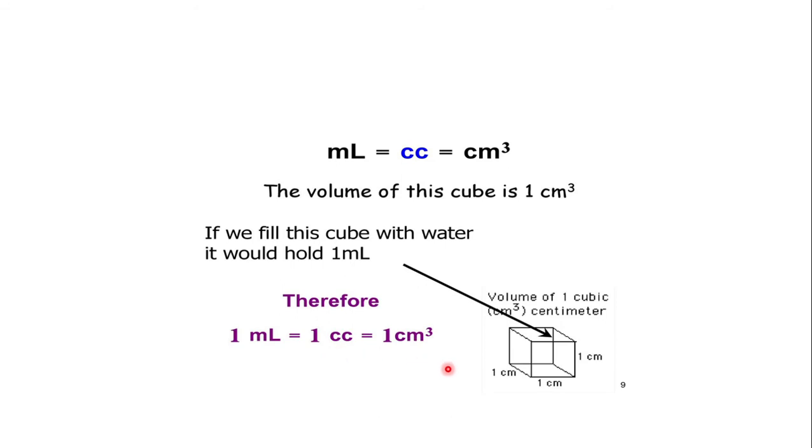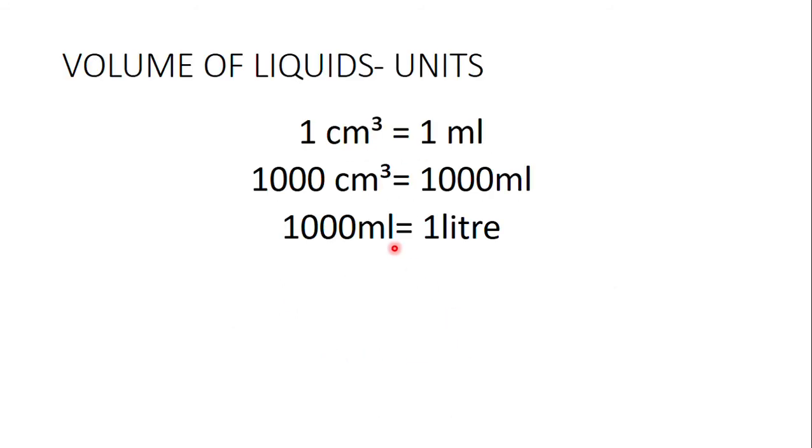Hope you are clear with this unit. We know that 1 cubic centimeter is 1 ml. So 1000 cubic centimeter is definitely 1000 ml. We already know that 1000 ml is 1 liter. Therefore 1000 cubic centimeter is also equal to 1 liter. So I repeat, 1 cubic centimeter is 1 ml and 1000 cubic centimeter is therefore 1000 ml, which is 1 liter.